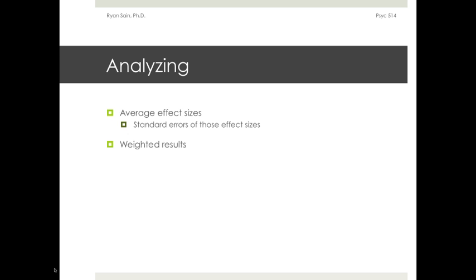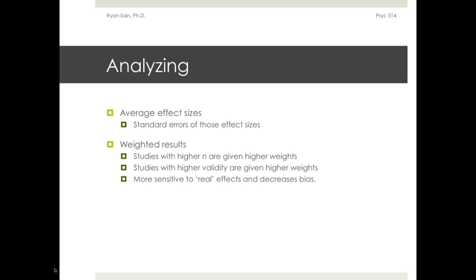Okay. Other things we can do, we can weight the results. Right? Studies, and this gets a little bit more complicated in terms of running the analyses, but I think it gives you a little bit more information. It's probably more useful for the reader and the consumer of this information. So what we're going to do is take studies that have a higher sample size and give them higher weights, right? And studies with higher validity are given higher weights. Right? This makes the results of the meta-analysis more sensitive to real effects and decreases bias.